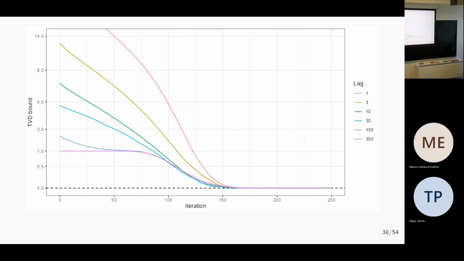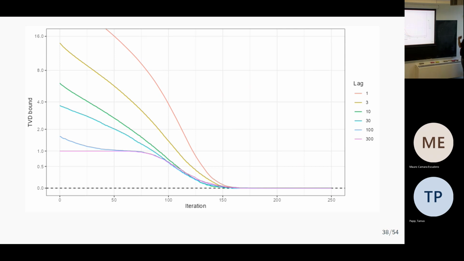Right. Here's the TVD bound from lag 1, that's sort of off the top of the board, all the way to lag 300. You can see that it gets uniformly sharper as you increase the lag, which is, I suppose, unsurprising because the larger the lag, the fewer terms you have in the triangle inequality, basically. You can also see that by lag 10 already in the tails, where you should really care about this bound, it's already about as sharp as it can get, and it's sort of evolving into noise.